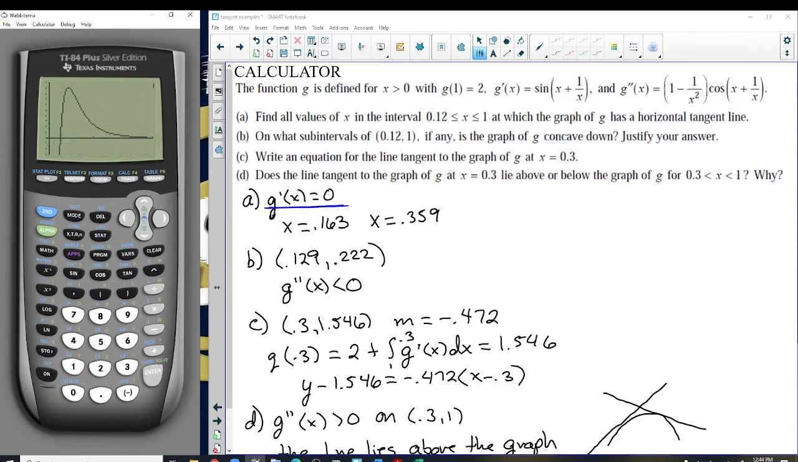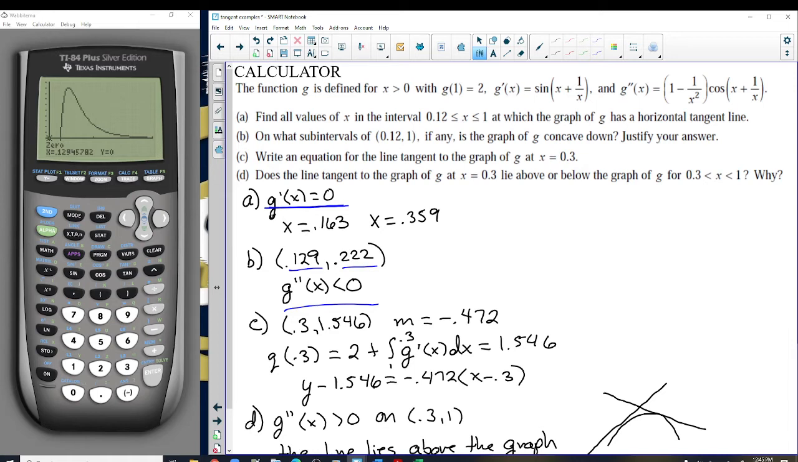Now we just got to make sure that this answer is past 0.12, because I did go from 0.1. And so we're going from 0.129, and then the 0 after that is 0.222. That's the interval. How do we know it's concave down? Because the second derivative is less than 0.